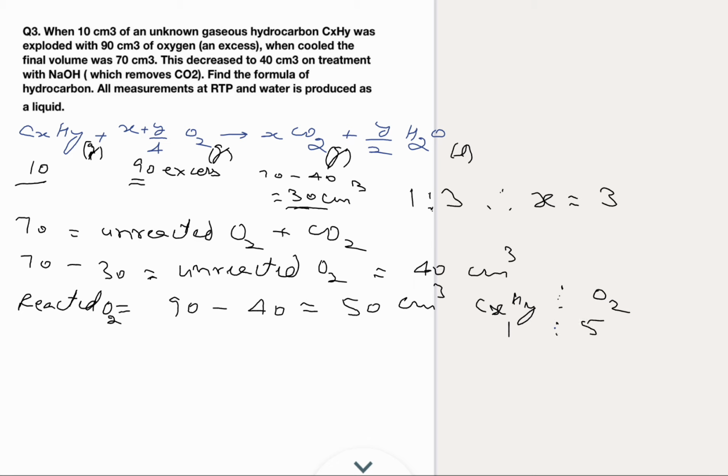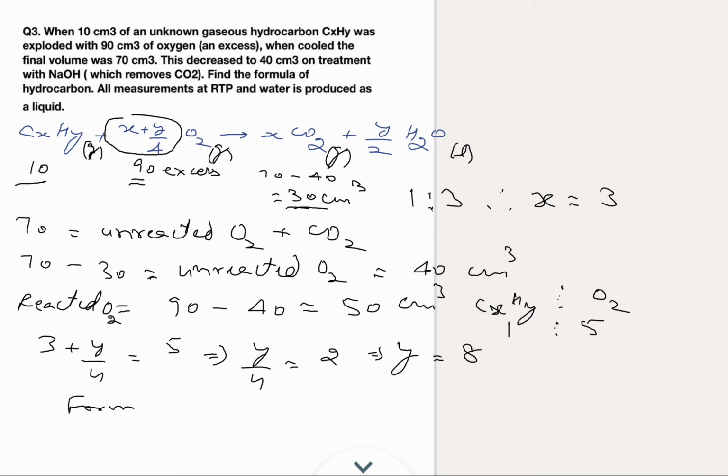Now the number of moles of oxygen here was x plus y divided by 4. If that is equal to 5, and x, as we already found out, was 3, then we can see that y divided by 4 is equal to 2, and therefore y is equal to 8. So therefore the formula of CxHy is C3H8.